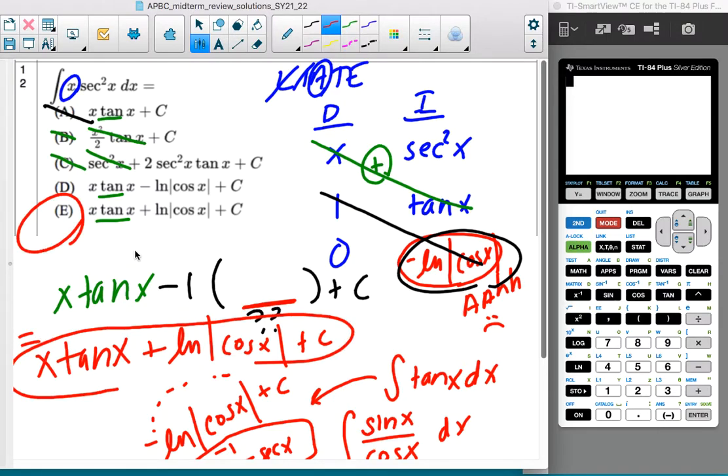And that's it. But again, hopefully you'd be able to narrow it down to either D or E just based on the fact that you know it should be x tangent x and based on the fact that you know there should be another term after x tangent x. Even if you don't know what that other term is, it would rule out answer A.